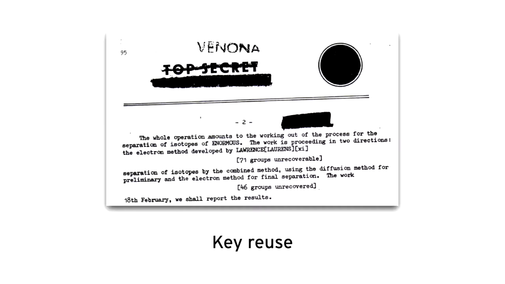They uncovered a lot of spying. And, well, how did they do this? The Soviets were using one-time pads. And, well, if you reuse a one-time pad, then you leak a lot of information about the plaintext.